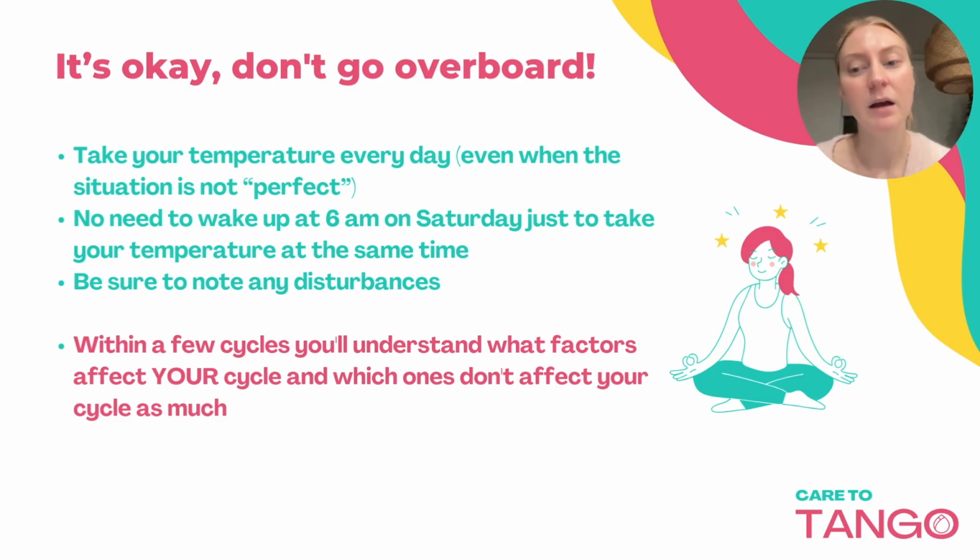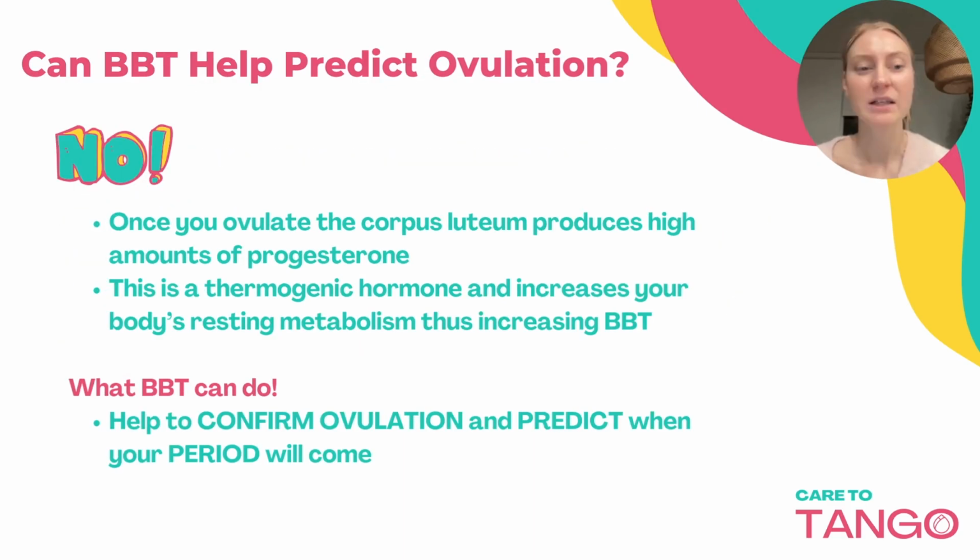Just get into the habit of making notes, and if there are disturbances that could affect your temperature, such as getting up later or earlier in the morning, getting up in the middle of the night, having restless sleep, just note those down. And then within a few cycles, you'll understand what factors affect your cycle and which ones don't affect your cycle as much.